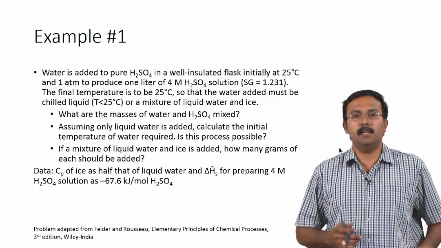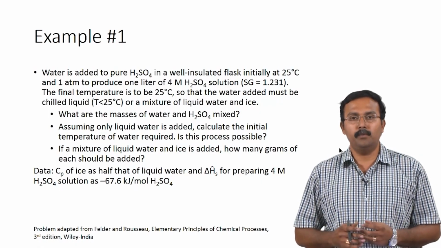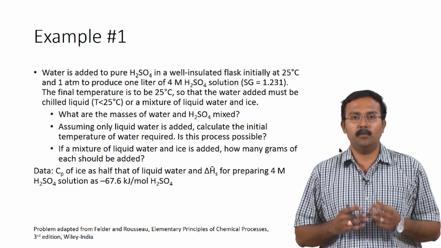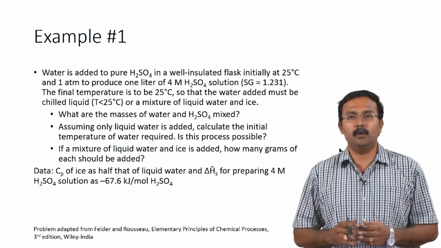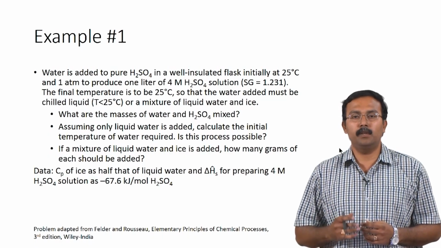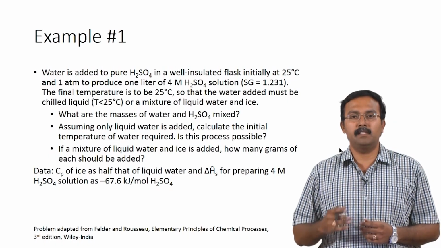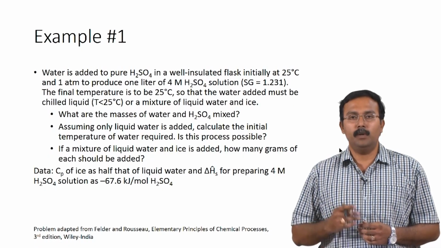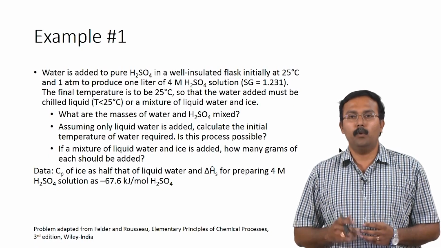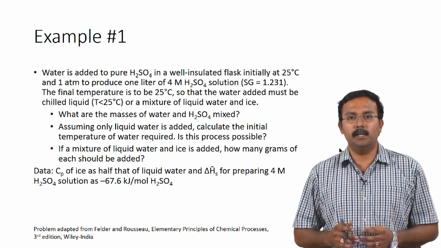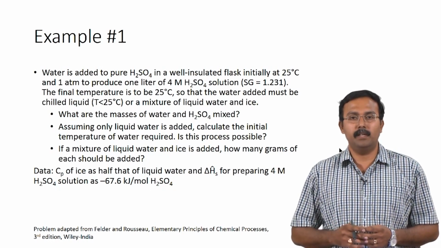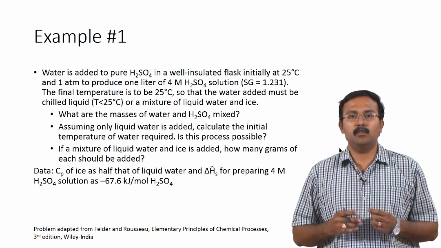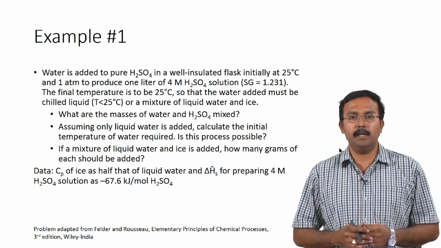The first problem states that water is added to pure sulfuric acid in a well insulated flask initially at 25 degrees Celsius and 1 atmosphere to produce 1 liter of 4 molar sulfuric acid solution. The specific gravity is given as 1.231. The final temperature is to be 25 degrees Celsius, so that the water added must be chilled liquid at temperature much less than 25 degrees Celsius, or a mixture of liquid water and ice. What are the masses of water and sulfuric acid that need to be mixed?